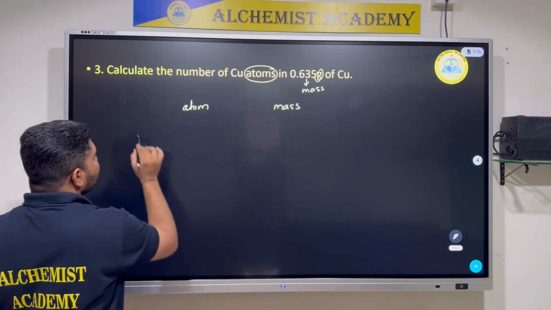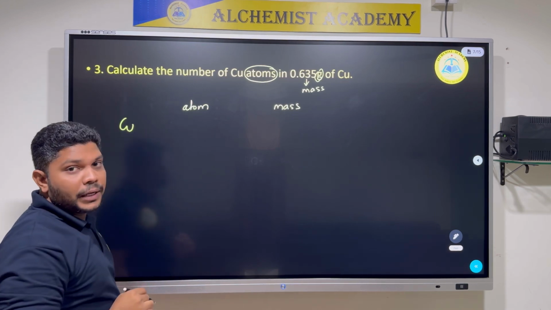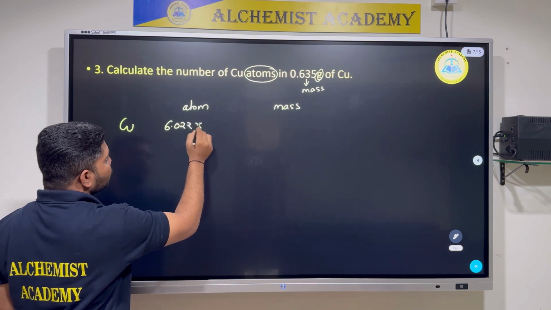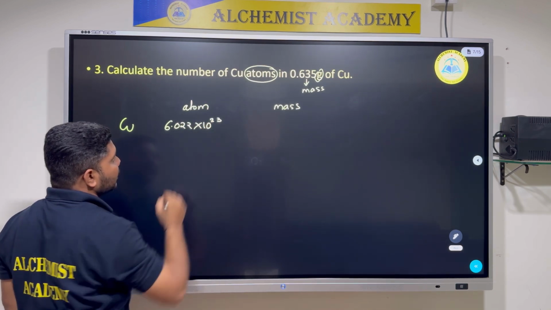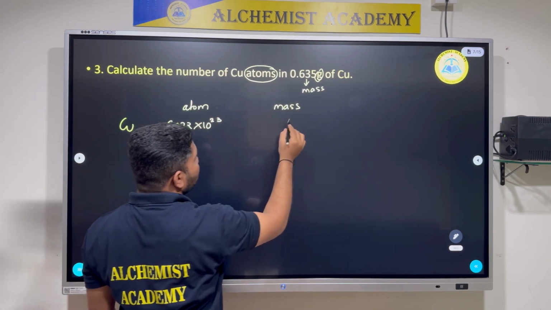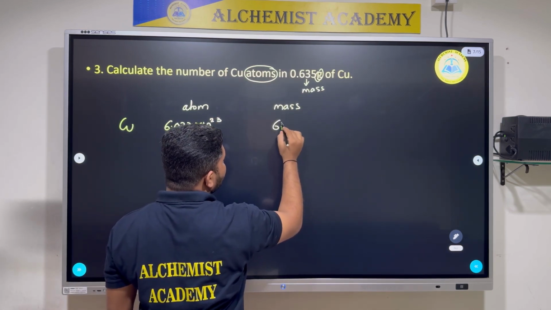So we'll write the standard. It is with respect to what? Which element? A copper atom. So what is the atoms here? Standard 6.022 into 10 raised to 23. Correct? And the mass depicts that the copper mass. How much is the copper mass? Atomic mass? It is 63.5.